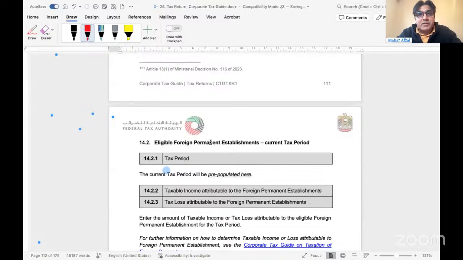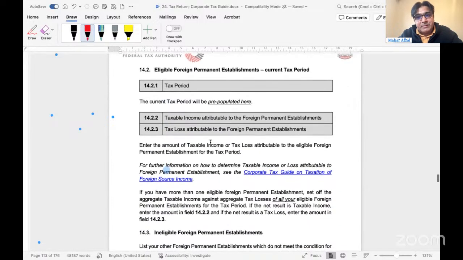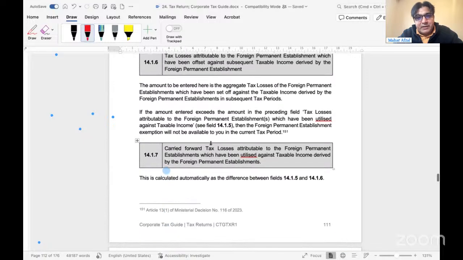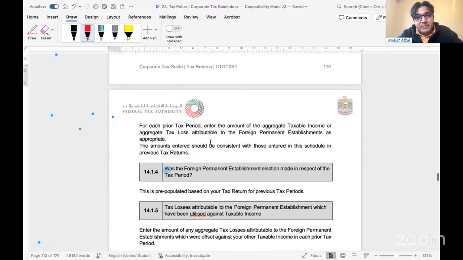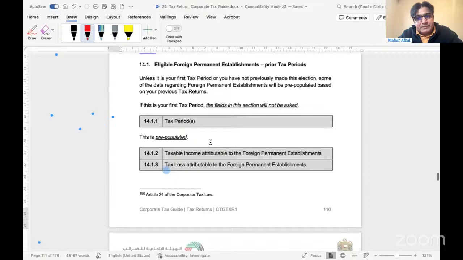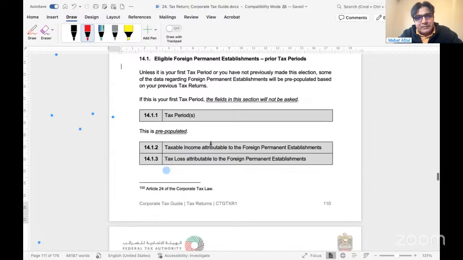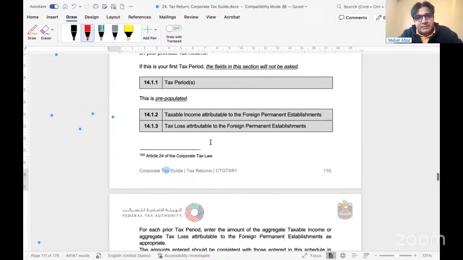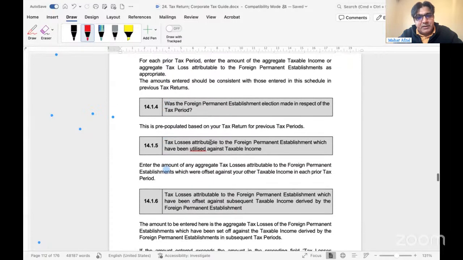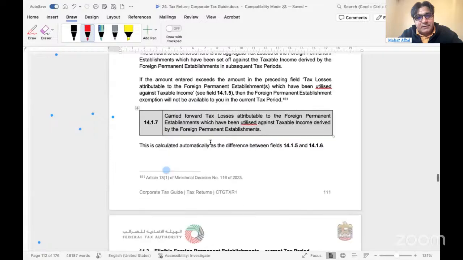So the objective of the question, I have already told you why they are asking. They want to make sure you have the right to claim the foreign PE exemption, but you've already adjusted the losses. Unless and until these losses are offset, you will not be able to claim the foreign PE exemption. And there should be a criterion of eligible and ineligible PE as well. It should be here, because the PE can be ineligible as well.